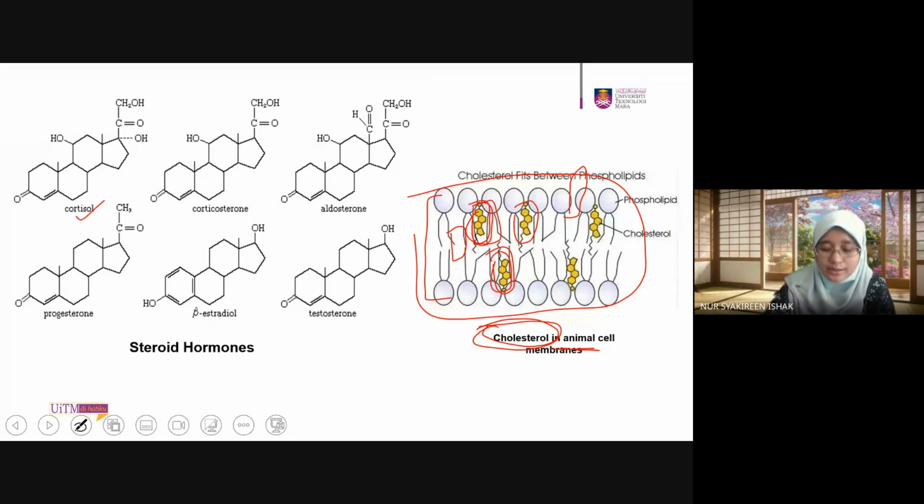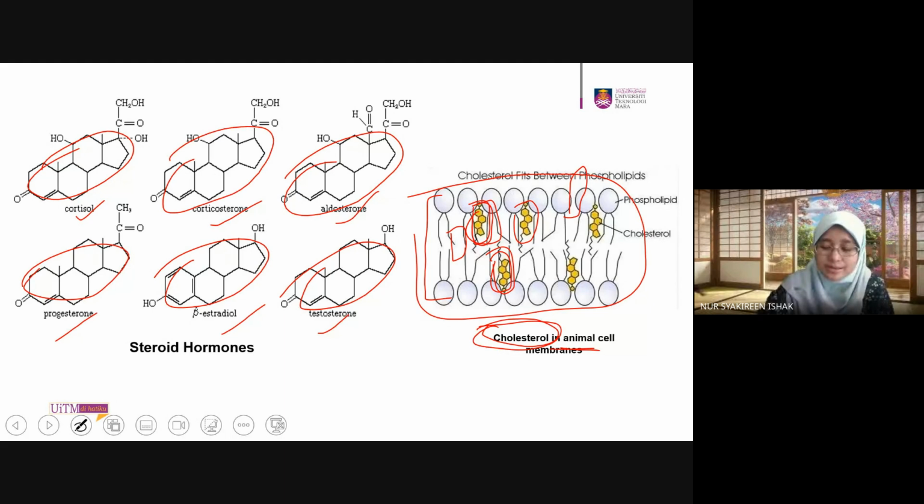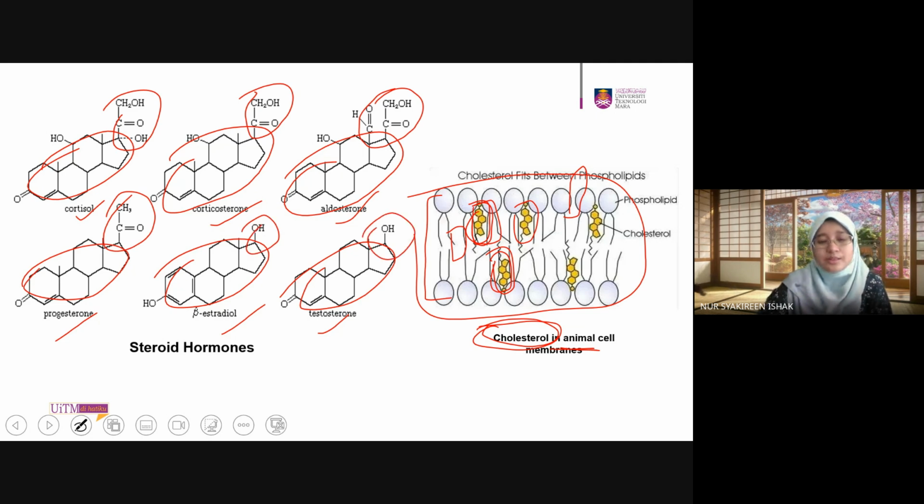Kan? So we have cortisol here, we have corticosterone, and then aldosterone, and then we have testosterone, estradiol, and progesterone. Okay, estradiol is estrogen, right? So these are the steroid hormones. So as you can see from the structures, the similarity is that all have 4 fused rings. Yeah, so they all have 4 fused rings, but the difference between the steroid hormones, the most obvious, is the side chain here. Kan, the side chain is different. The side chain is different from one steroid hormone to another.